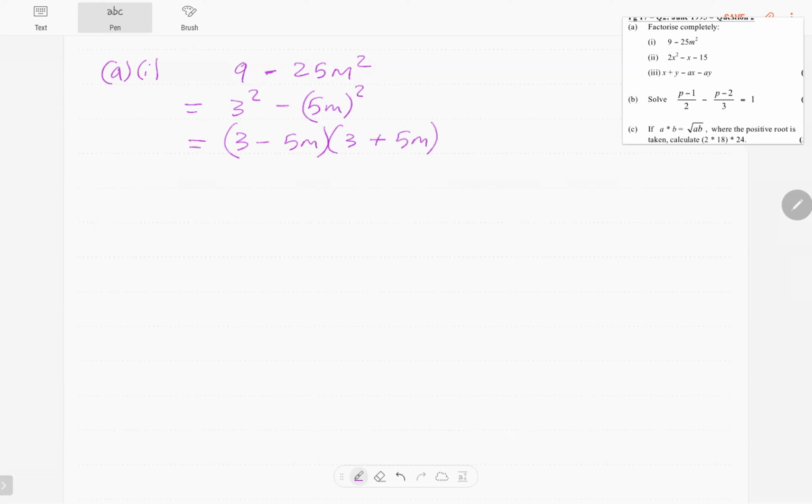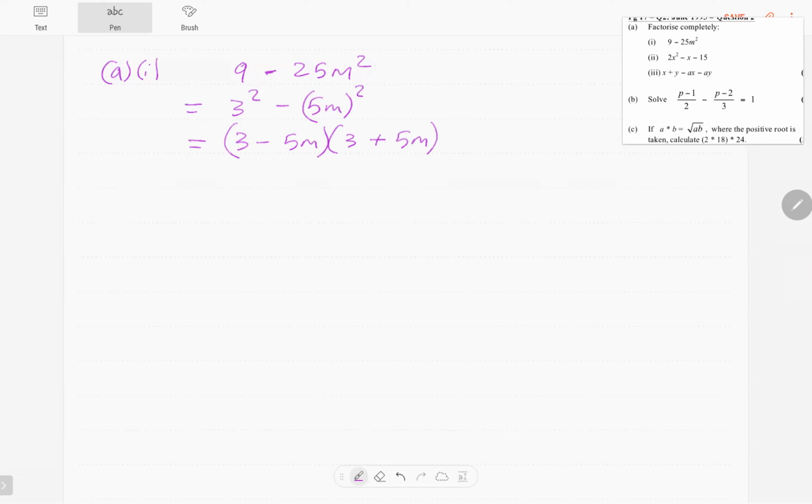All right, so this question now. The first part, part 1, says factorize completely. That means that when you finish factorizing, no part of it should be able to factorize any further. So we're doing 9 minus 25m squared. That can be written as the difference of 2 squares: 3 squared minus 5m all squared. Remember the rule: the difference of the numbers times the sum of the numbers. So 3 minus 5m times 3 plus 5m.